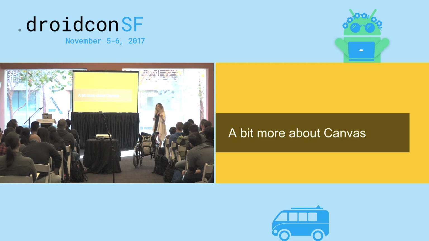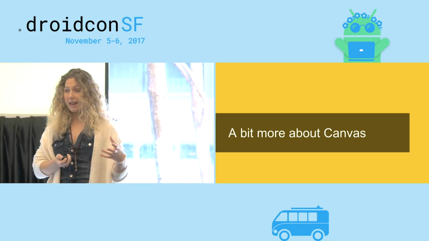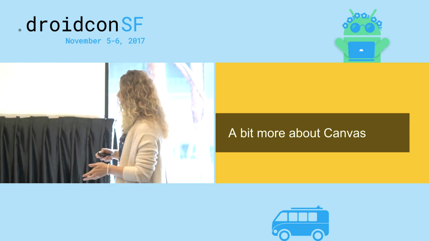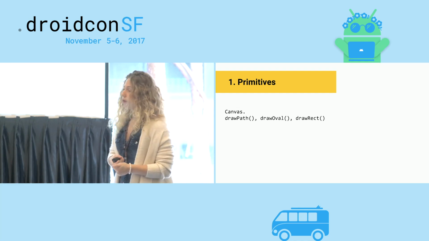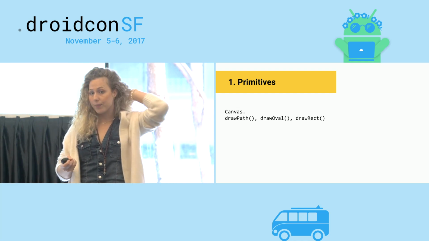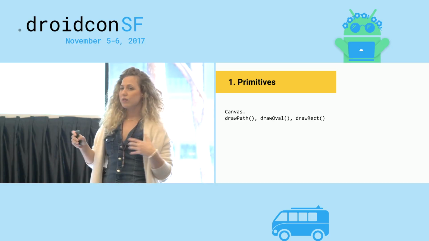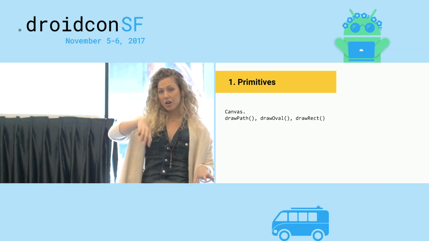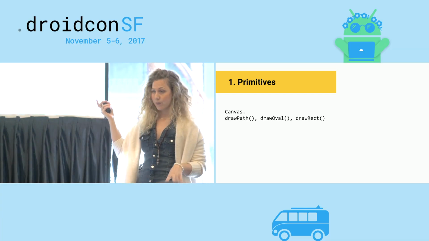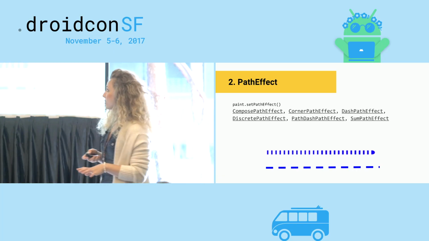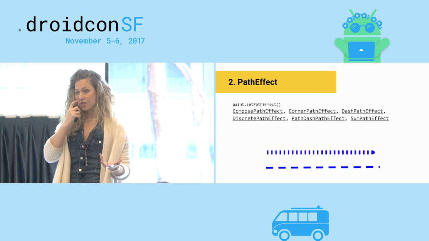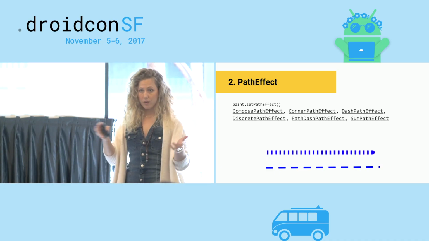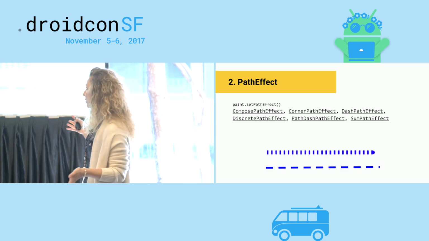So let's talk a little bit more about the canvas and what's going on there, and how what we write on the canvas is, at the end, OpenGL commands, of course. So the first thing the canvas is going to take care of is all the primitives. We have drawPath and drawOval and drawRect, which at the end are both going to be figured out as paths. So at the end, everything is going to be paths. The second thing the canvas is going to do is figure out the path effect. You can also add path effects when you draw the paths and the primitives.